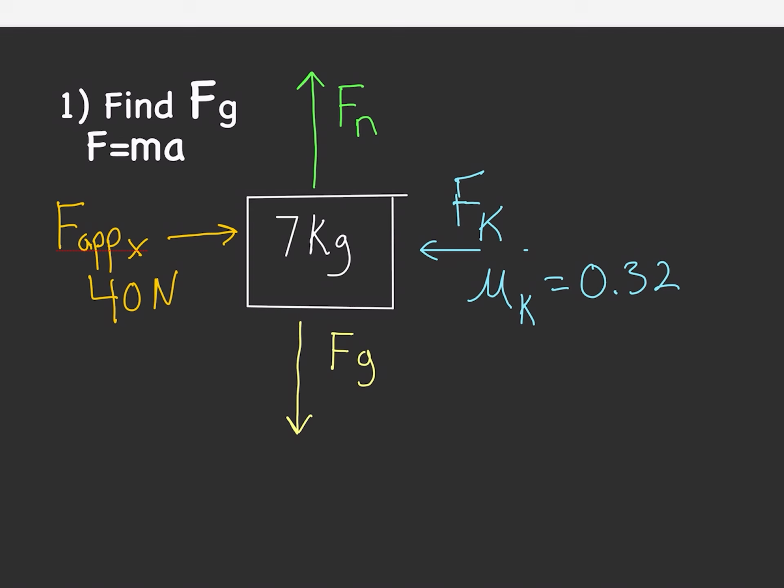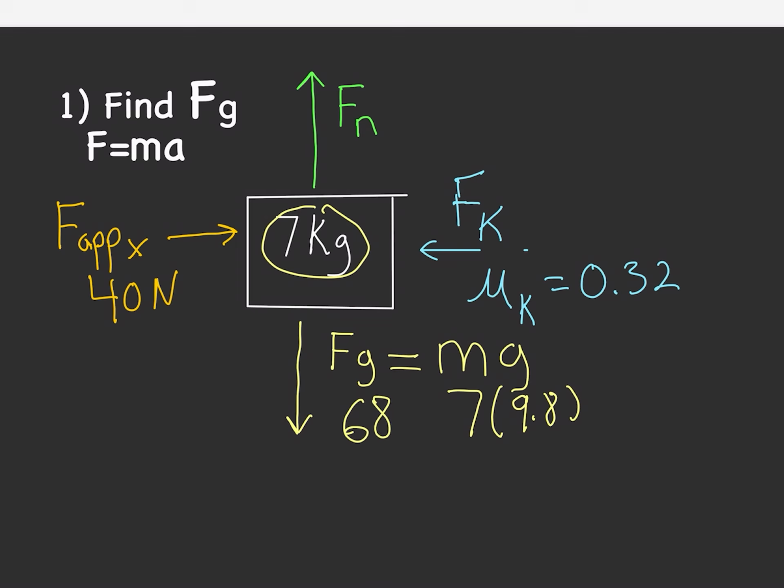Now the first thing I want to do is find the force of gravity. Notice that force of gravity, like any force, equals the mass times an acceleration. In the situation of force of gravity, we have the mass times g, 9.8. The mass is 7, so I'm going to put 7 times 9.8. That is the force of gravity, and that comes out to about 68.6. That is the force of gravity pulling the box down.